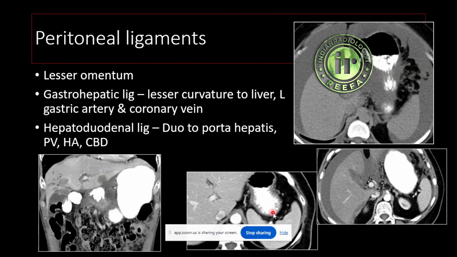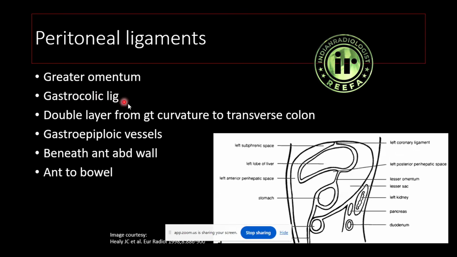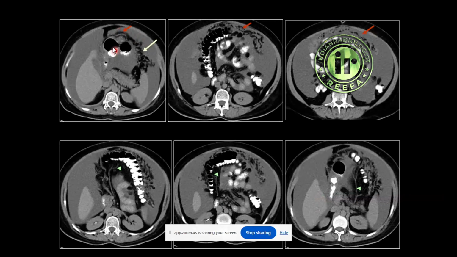but involvement through the ligament of the adjacent liver surface. The greater omentum, also called the gastrocolic ligament, is a double layer of peritoneum that starts off from the greater curvature of the stomach, goes anterior to all the bowel loops just beneath the anterior abdominal wall, takes a U-turn back again, and then attaches to the transverse colon. So this is how you see the greater omentum. From the greater curvature of the stomach, you see that fatty density structure going just beneath the anterior abdominal wall in front of the transverse colon and the small bowel loops. So that's the greater omentum.